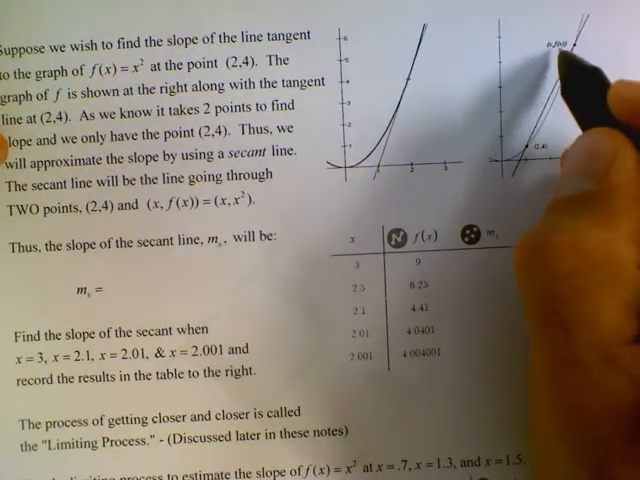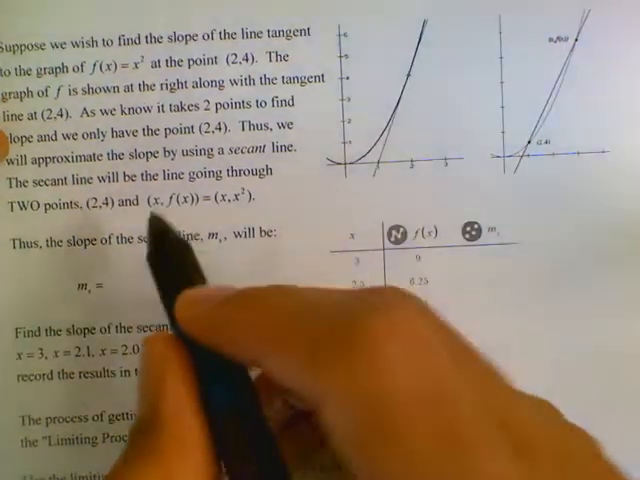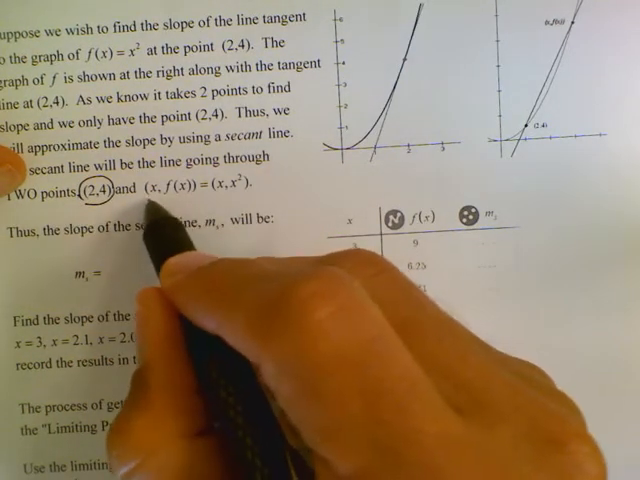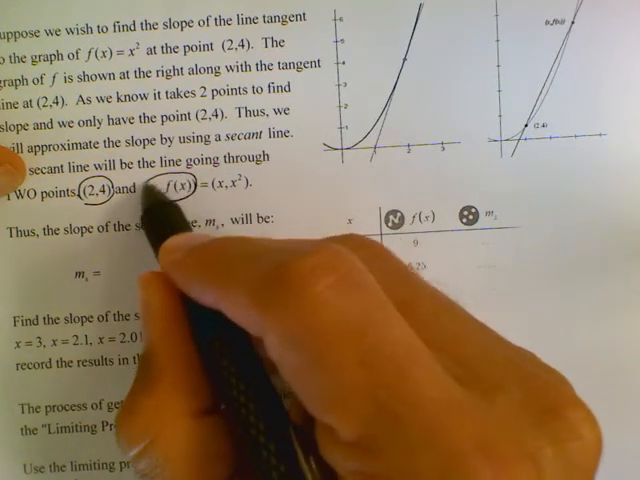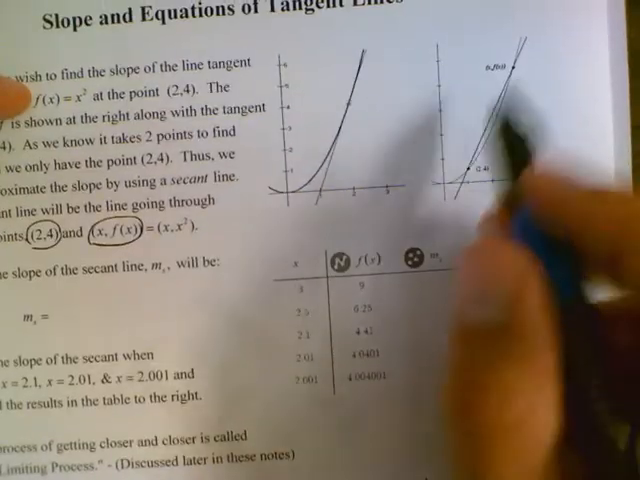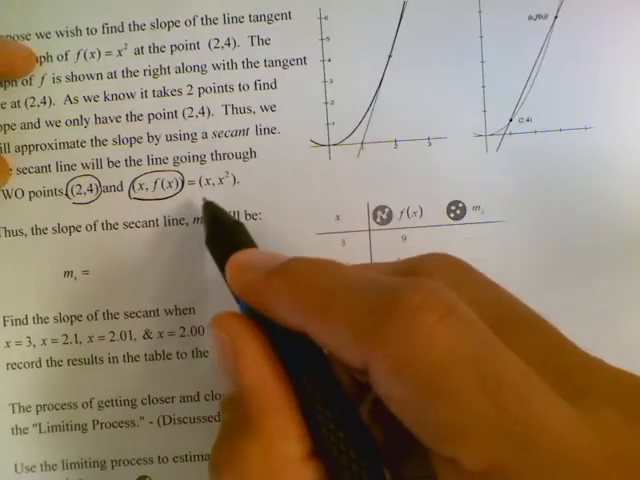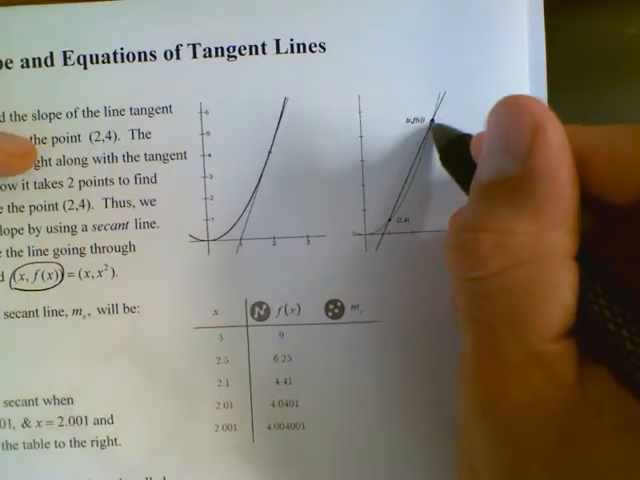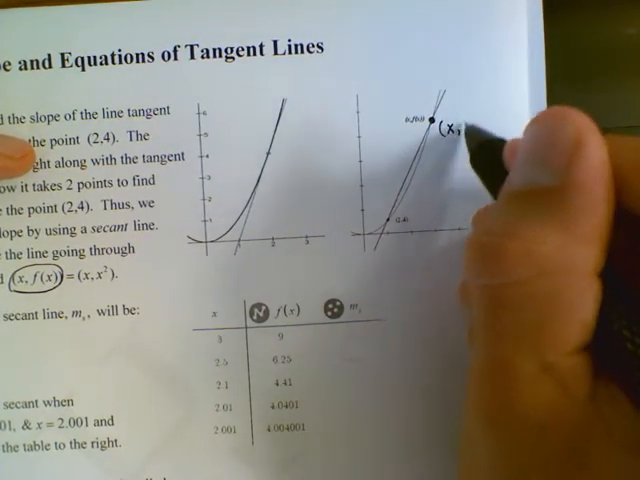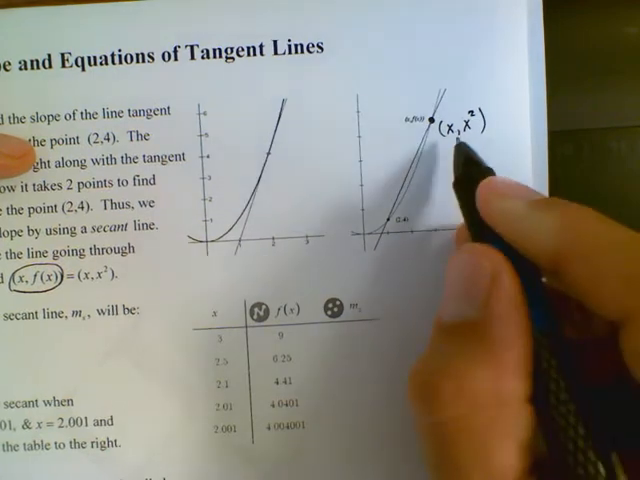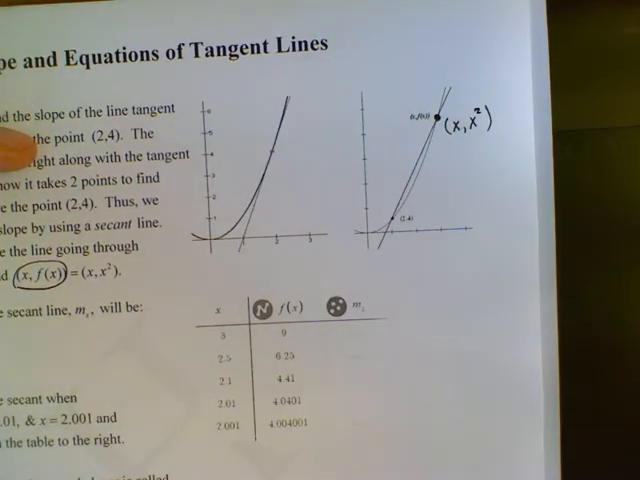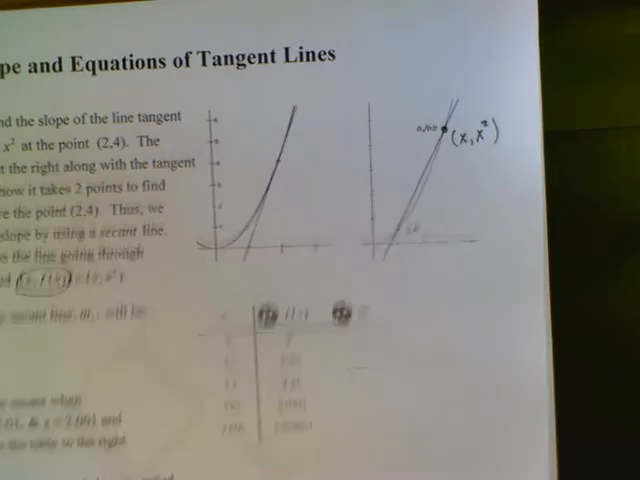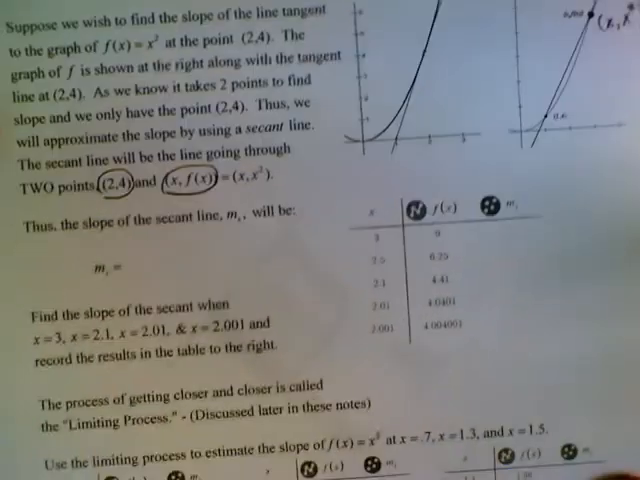But let's just call this point x comma f of x. And this is what we're doing here. We have one point, 2, 4, and another point, x comma f of x. Now, in our problem, f of x is actually x squared. Okay, so that's no different. So I could have labeled this point right here x comma x squared. But whatever the function is, I'm trying to have some notation so that you can use it for any function, not just this x squared function.